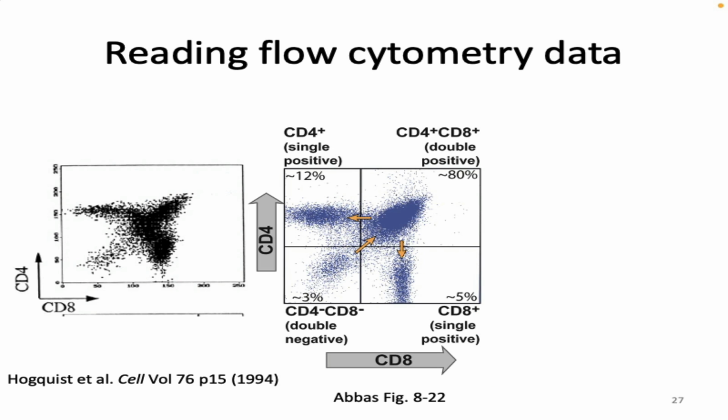This is what some actual flow cytometry data looks like. And this is another view of the same thing. These are both very classic. This is a classic plot that a lot of immunologists know well.